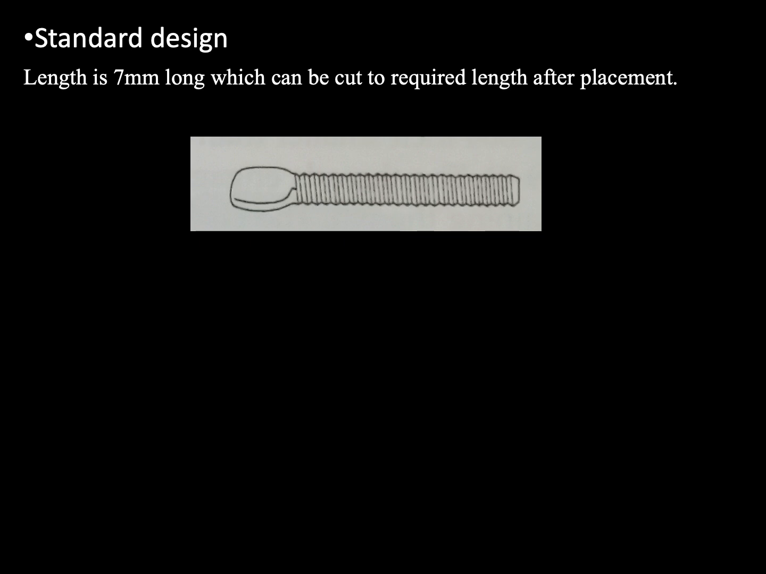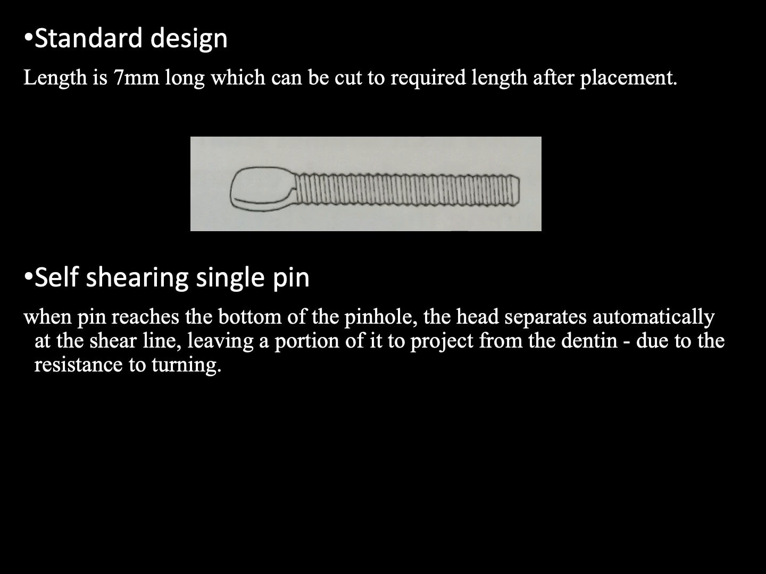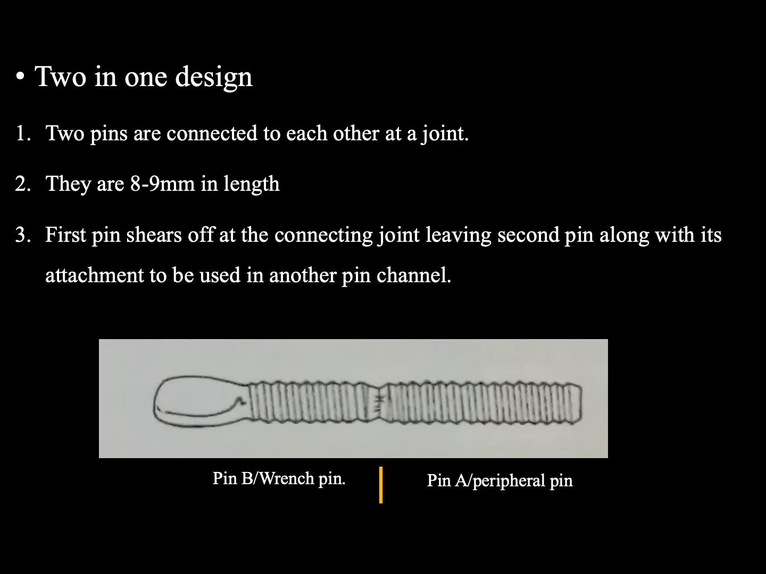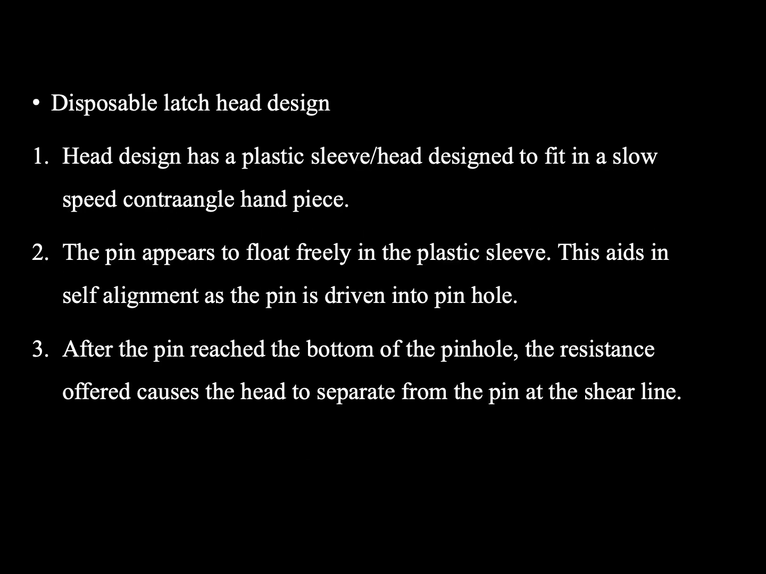This is the standard, which has a length of 7 mm, which can be cut to the required length after placing using a small round burr. Then coming to the self-shearing pin. Self-shearing pin is nothing but it has a small neck at the end which can be cut and removed. 2-in-1 design. Here 2 pins are connected to each other at a joint. They are generally 8 to 9 mm. The first pin shears off after it is placed in the pin channel, followed by which part B of the pin can be used for the second pin placement.